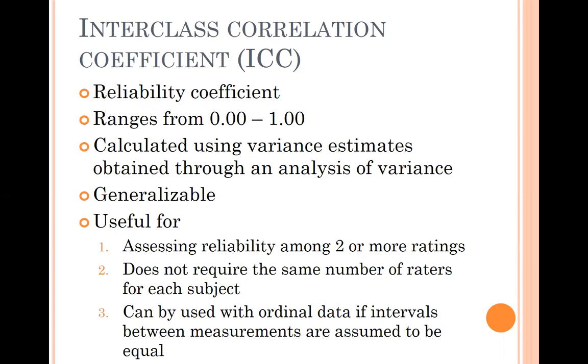One way it's used frequently is assessing the reliability among two or more ratings. So if you have two different instruments to measure a similar thing, you can run the intraclass correlations and see how much agreement there is, how much of a reliability coefficient, and certainly the more agreement, the closer to 1 you are. It does not require the same number of raters for each subject, and it can be used with ordinal data if the intervals between the measurements are assumed to be equal.